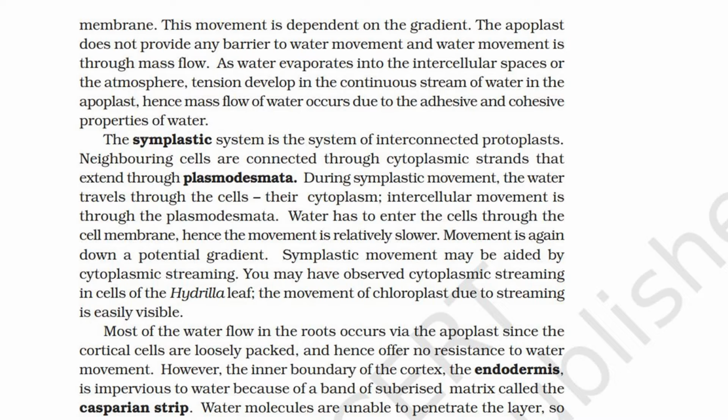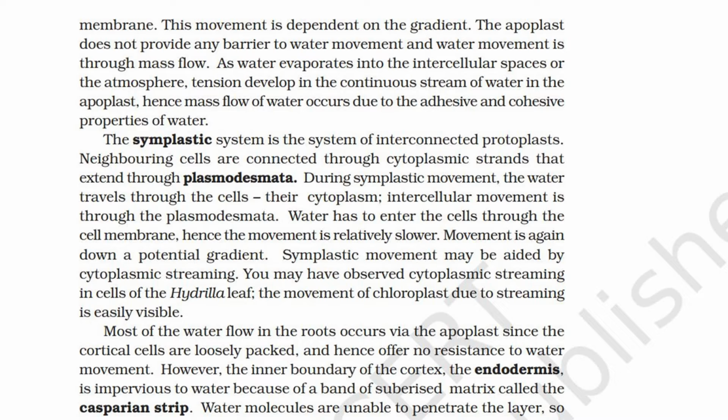The symplastic system is the system of interconnected protoplasts. Neighboring cells are connected through cytoplasmic strands that extend through plasmodesmata. During symplastic movement, the water travels through the cells, their cytoplasm, and intercellular movement is through the plasmodesmata. Water has to enter the cells through the cell membrane, hence the movement is relatively slower. Movement is again down a potential gradient. Symplastic movement may be aided by cytoplasmic streaming.